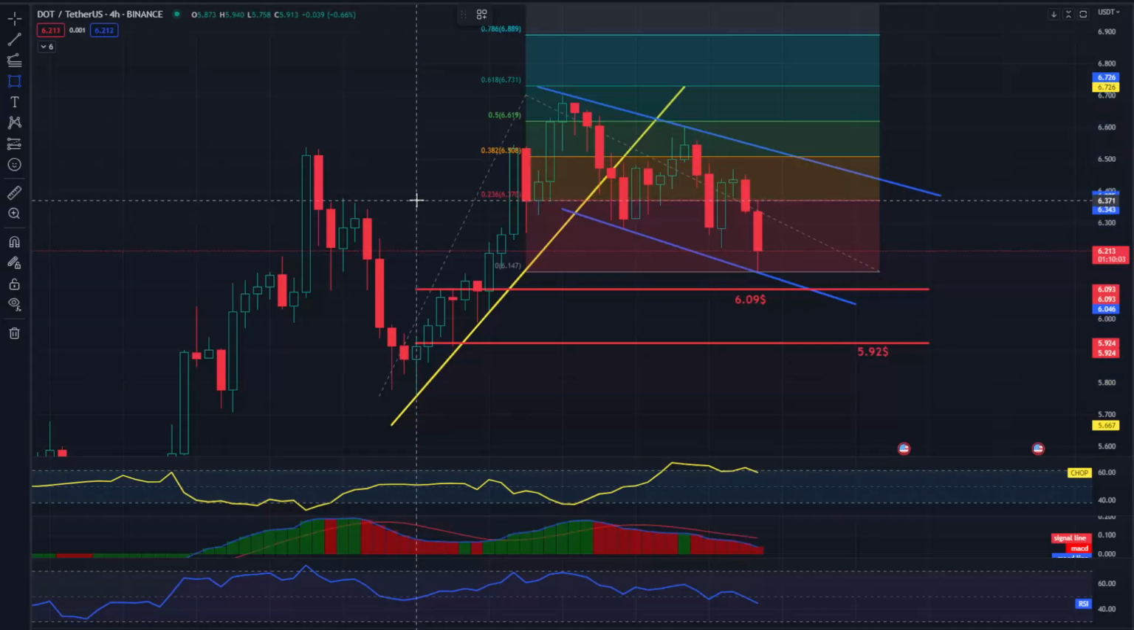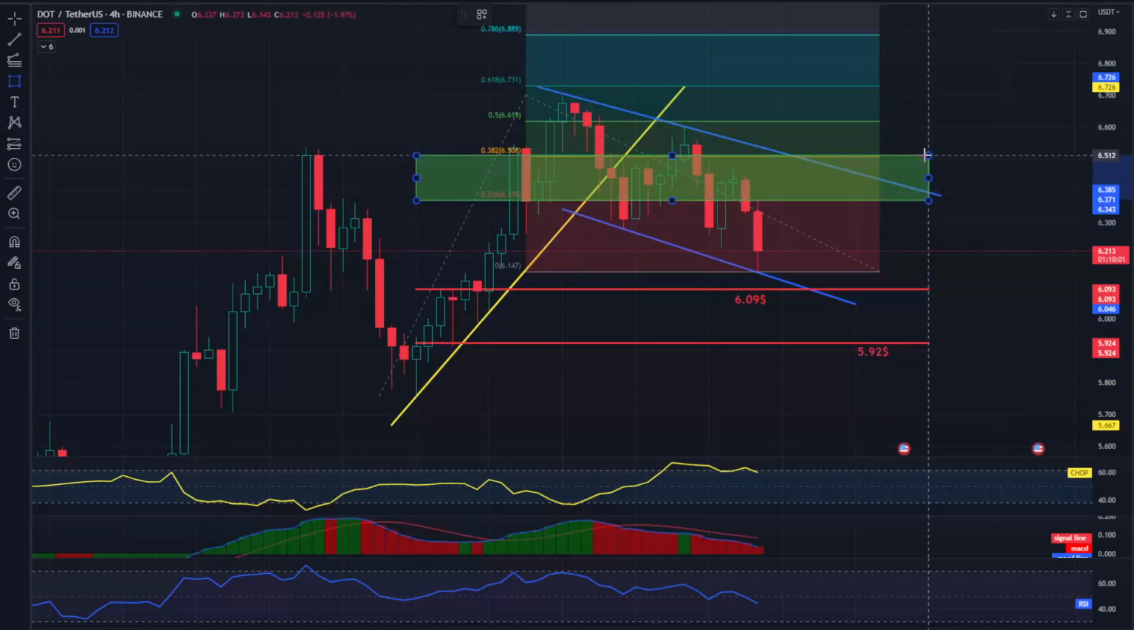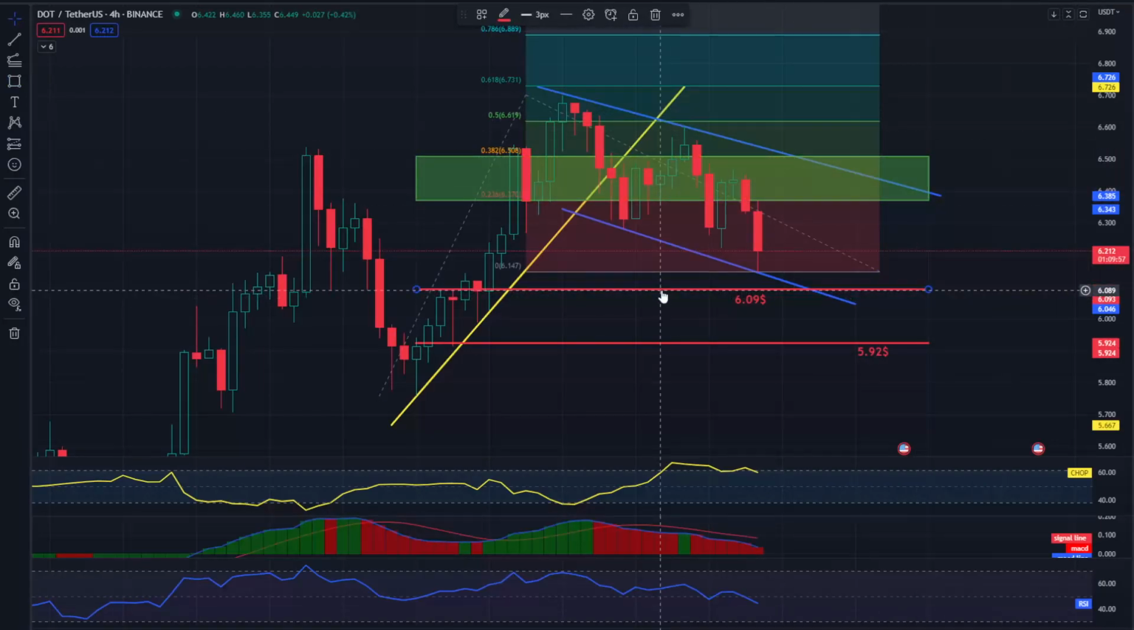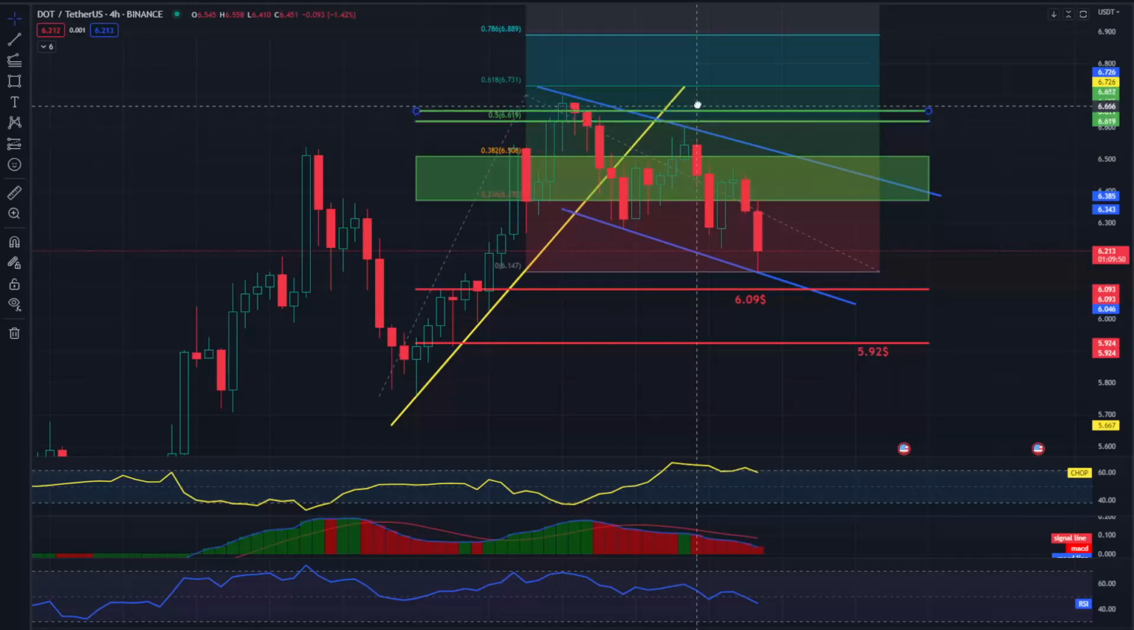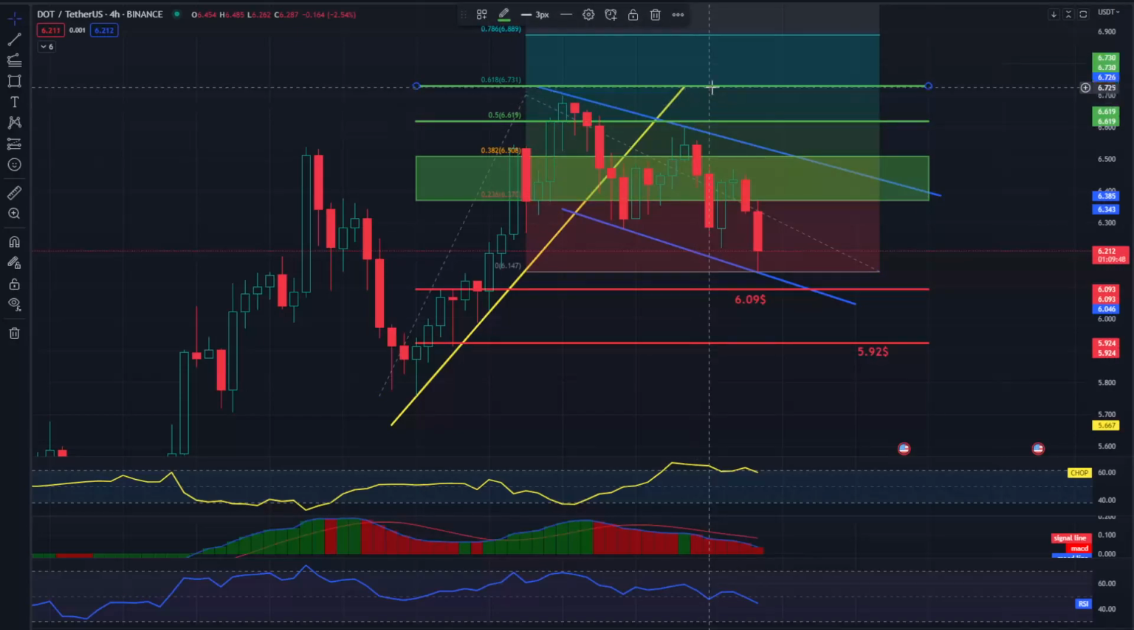Looking the other way, we will start by marking a strong resistance zone from $6.37 to $6.51. When the price goes up from this zone, the next resistance is at $6.62, the third at $6.73, and then the fourth at $6.89.